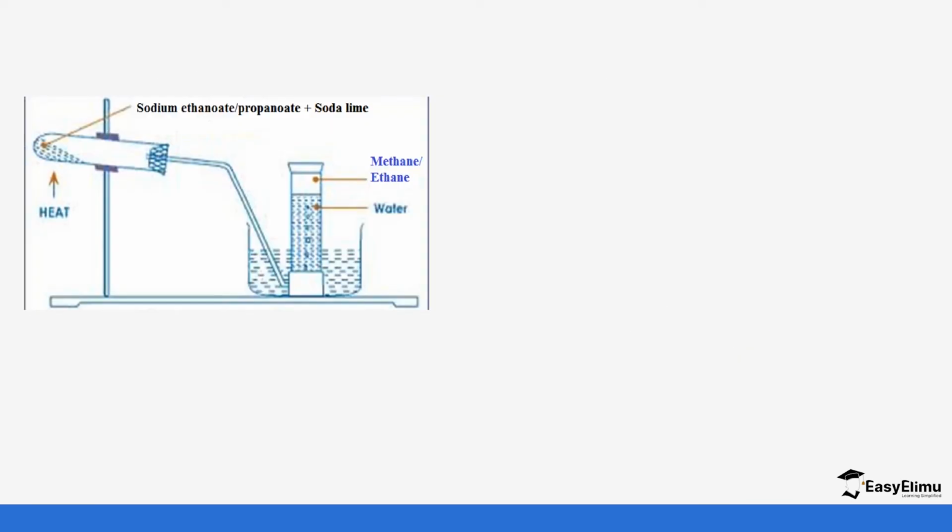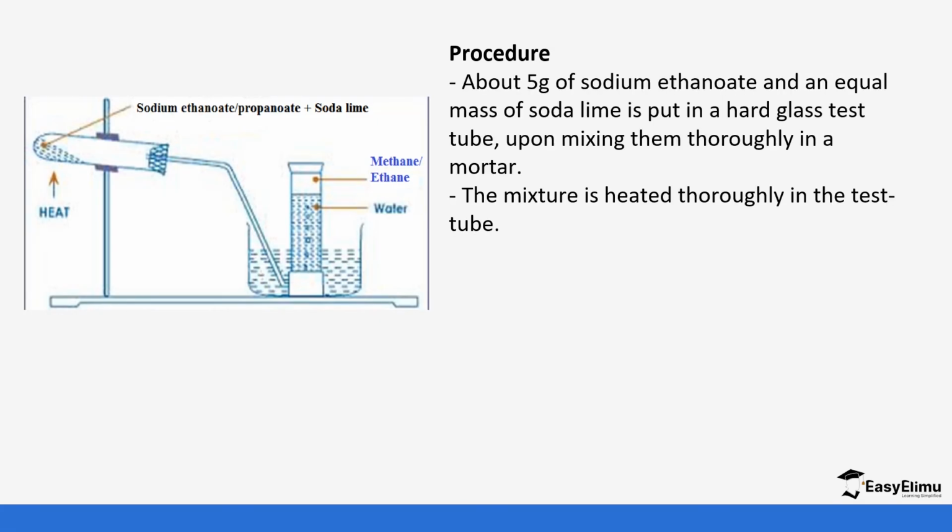So this is a setup for the preparation. So the sodium ethanoate or propanoate is reacted with the soda lime, and it's heated as you can see, and then the methane or ethane is collected over water. So about 5 grams of sodium ethanoate and an equal mass of soda lime is put in a hard glass test tube. Upon mixing them thoroughly in a mortar, the mixture is then heated in the test tube.